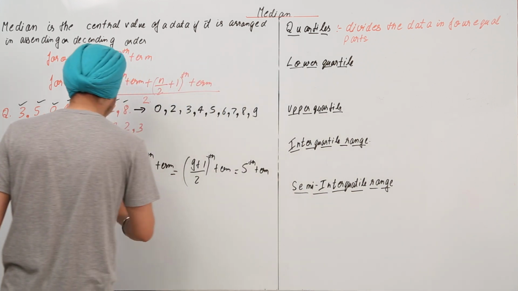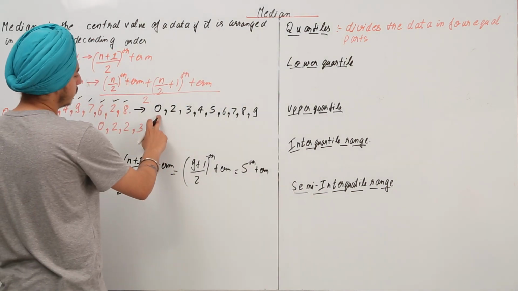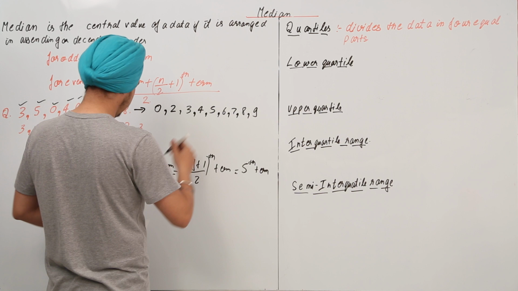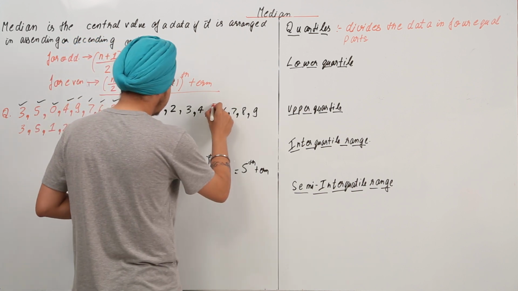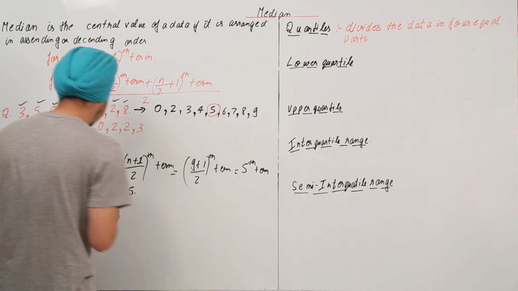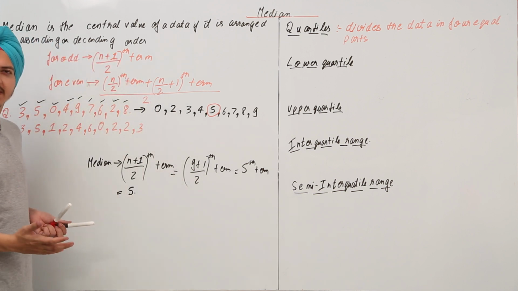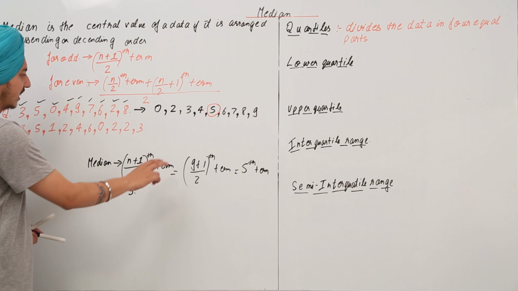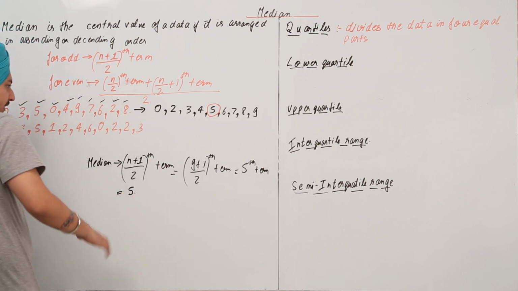Now what is the 5th term? The 5th term is 1, 2, 3, 4, 5. It is this. 5 is the median of this data. Simple enough, right?